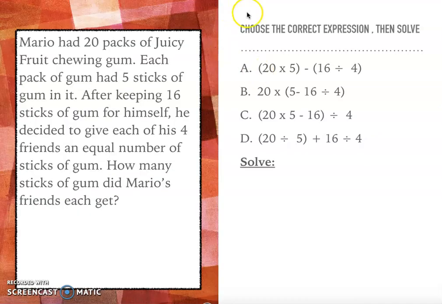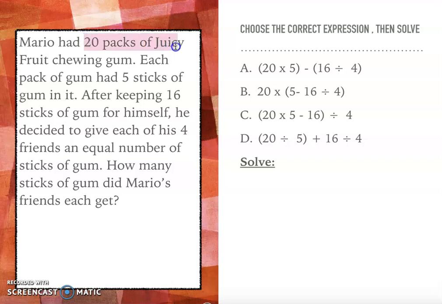Now, another type of example that you're going to have in your packet or in STEM scopes is problems like this, where you need to read the problem and try to find an expression that matches that problem. So here we have Mario had 20 packs of juicy fruit chewing gum. Each pack of gum had 5 sticks of gum in it. After keeping 16 sticks of gum for himself, he decided to give each of his 4 friends an equal number of sticks of gum. How many sticks of gum did Mario's friends each get?